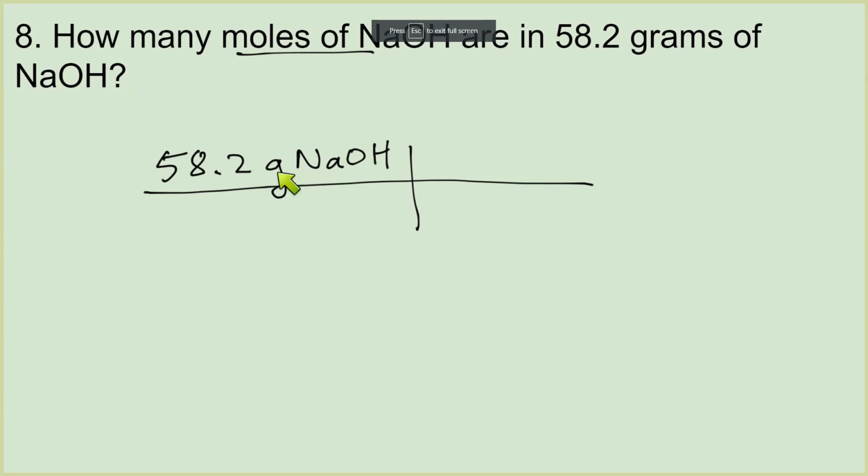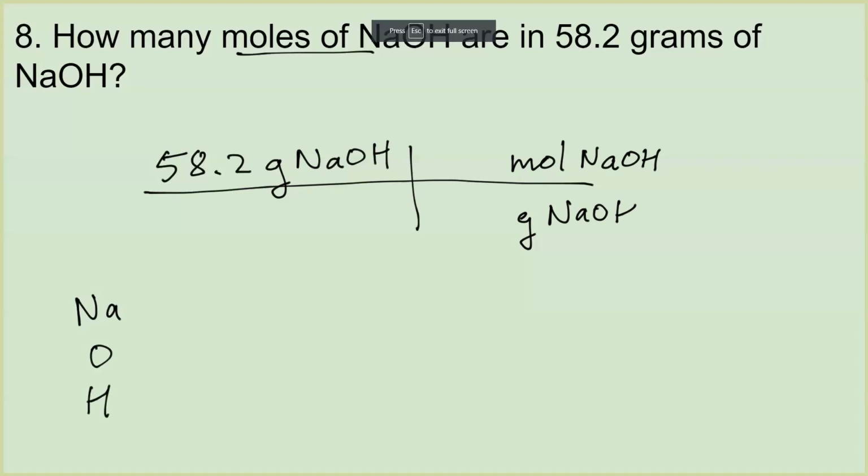So you copy the units, grams, NaOH. We're going to put what we're trying to find. It's saying how many moles of NaOH do we have? Okay, so we have moles. Whoops, I need to keep that over here. Moles of NaOH. All right, and we need to figure out our molar mass for NaOH. So I'm going to figure it out for sodium, for oxygen, for hydrogen, and then I just add all those together. There's just one of each.